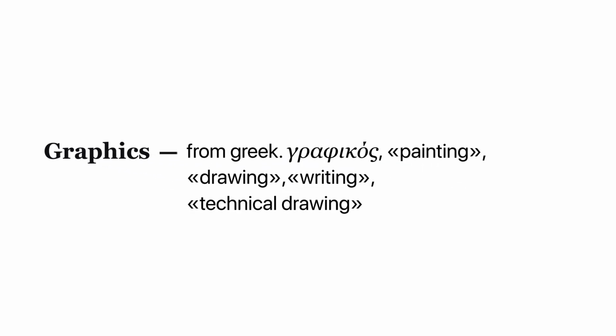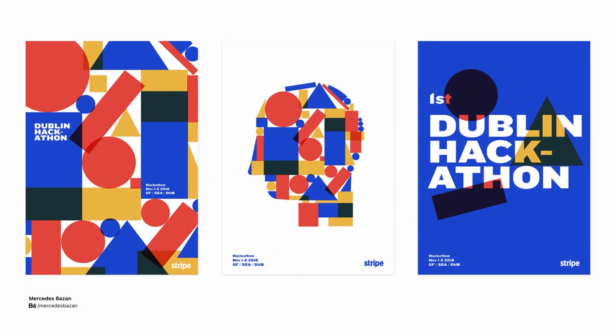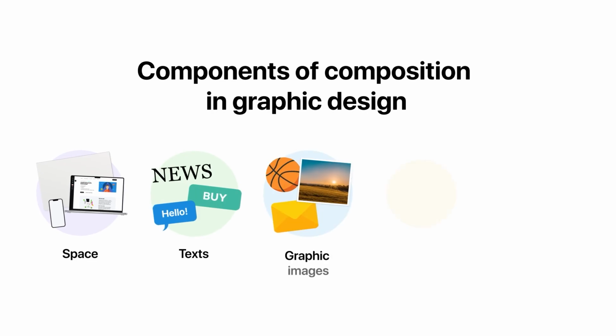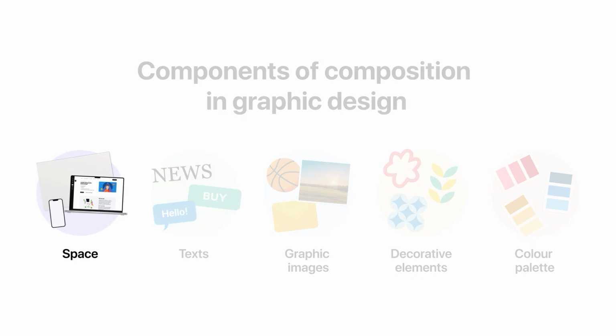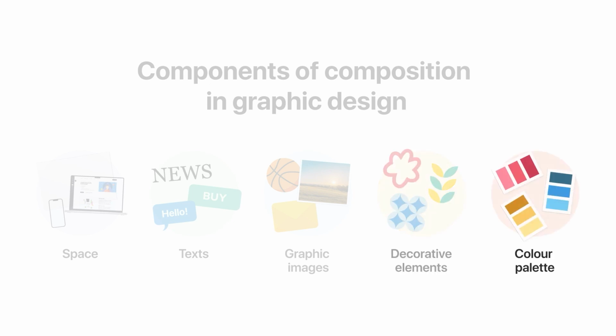Let's explore. The word graphics originates from the Greek language and can be translated as painting, sketching, writing, or drawing. Therefore, in graphic design, we use visual elements and text to convey ideas, staying true to the original meaning while generalizing the definition. The main components of a graphic composition are as follows: space, texts, graphic images such as illustrations, icons, photos, etc., artistic and decorative elements, color palette.